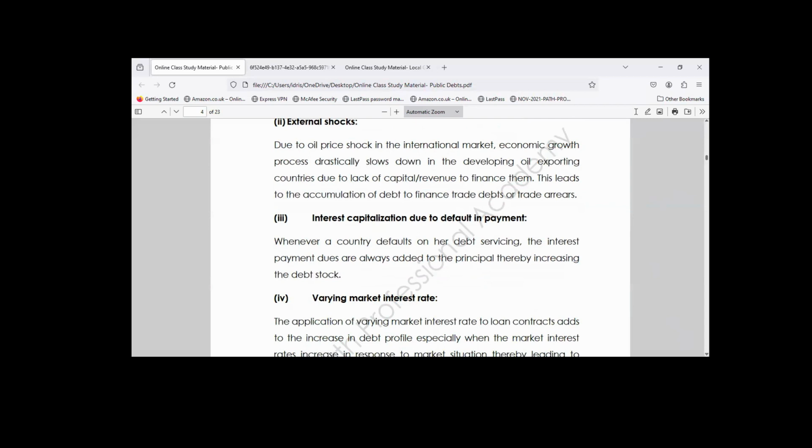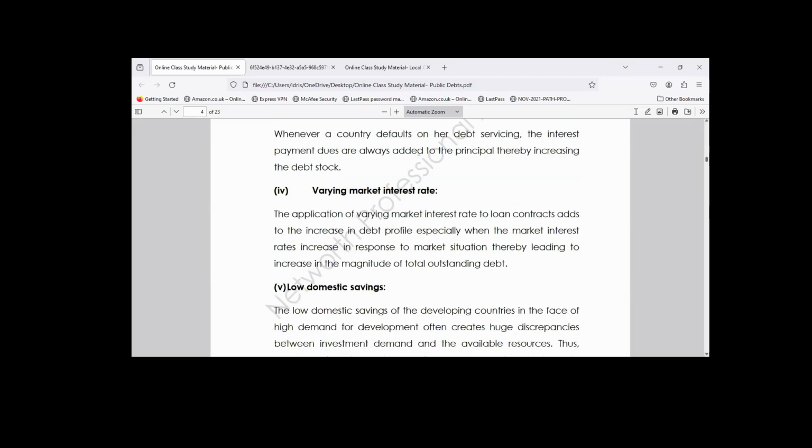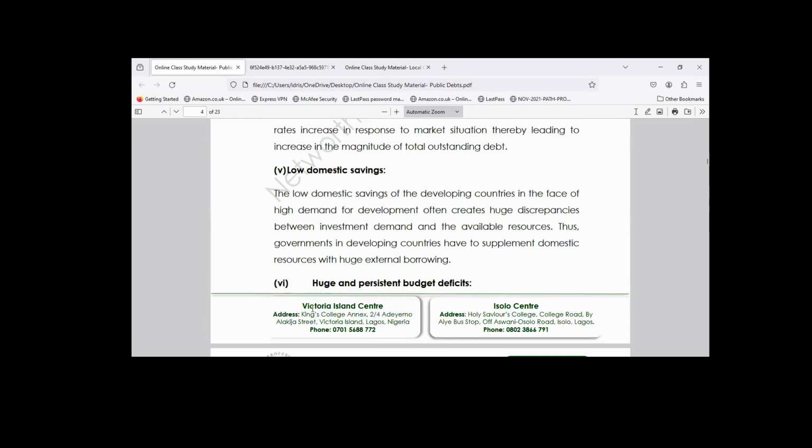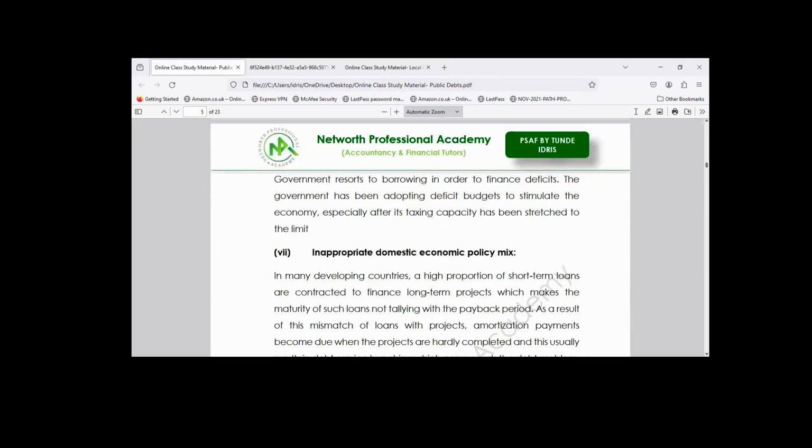This one too. Because of interest capitalization due to default payments, government go and borrow the money. Another one I want to mention: huge and persistent budget deficit. When we have a budget deficit, one of the means of financing budget deficit is debt.